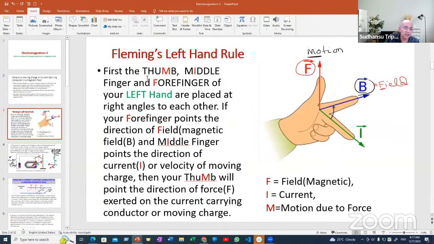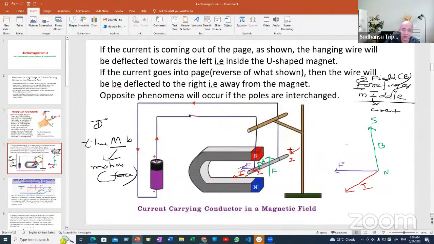This is the primitive FLR. What is FLR? FLR is Fleming's left-hand rule, or the right-hand thumb rule that we can use elegantly without using the left hand, which is not a good hand for Indians. I mean, most of the people are righties, not lefties.